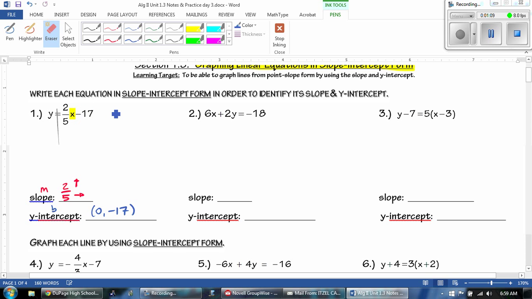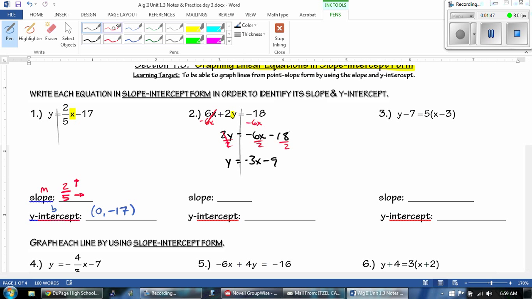Okay? Now, number 2 is a little different because the y isn't by itself, so we have to solve for y, which means I would subtract the 6x to the other side. We're left with 2y equals negative 6x minus 18. We always want the x to come first, and then we divide everything by 2. And then we get y equals negative 3x minus 9.